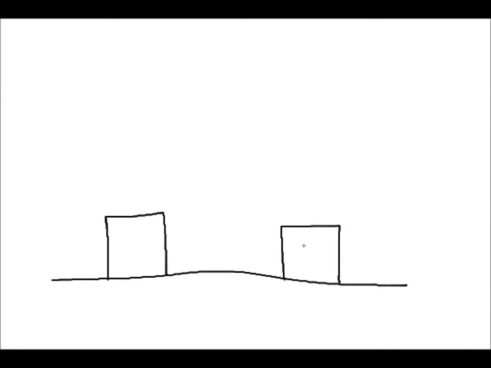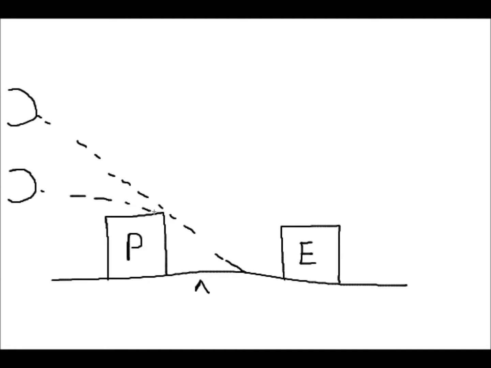So we'll call this one existing and this one proposed. And then you have the sun in the sky, and the sun comes down, and you've got a shadow area here. But in the winter, when the sun is lower, your shadow area will change. And say you have a window on this building here.